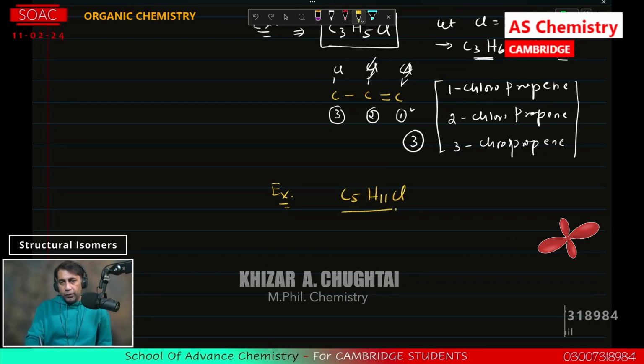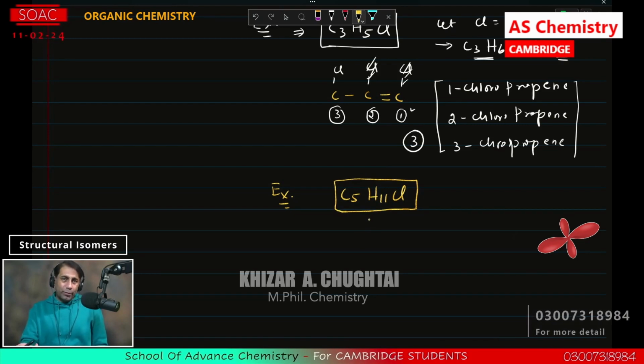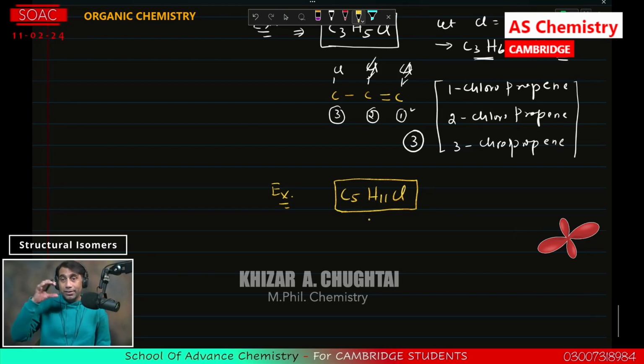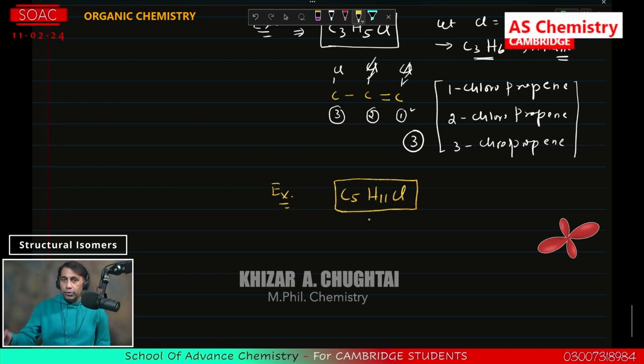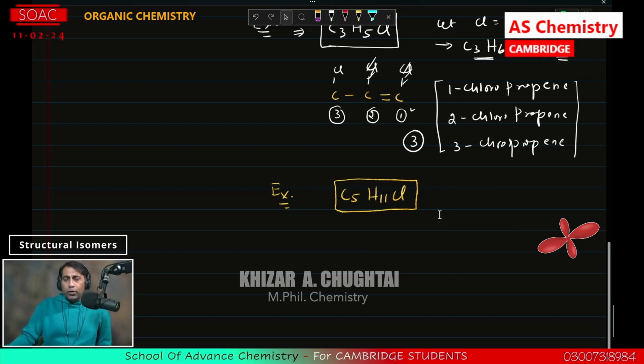C5H11Cl. Again, you will have to check which one is a functional group, and the second one, is there any sort of double bond or not. Then you will start to write the different possible chains, different possible chain isomers. Then you will do position isomers. So first of all, there is a haloalkane. Cl is present over here, and it is not having this time any carbon-carbon double bond.